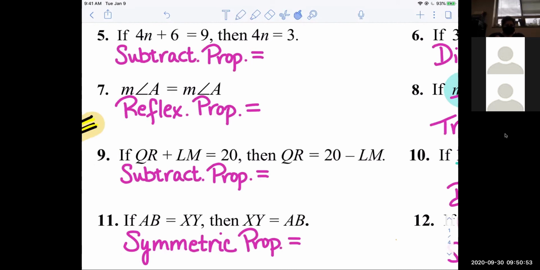Okay, here's odd ones over there. Remember that symmetric is the one that you're switching the sides. Reflexive is the same thing on both sides. Sometimes I think of reflexive like you look at yourself in the mirror, you're seeing yourself, so it's the same on both sides. When you look at yourself in a mirror, what is that called? It's your what? It's your reflection. So this is reflexive, but it's kind of like the idea of reflection.